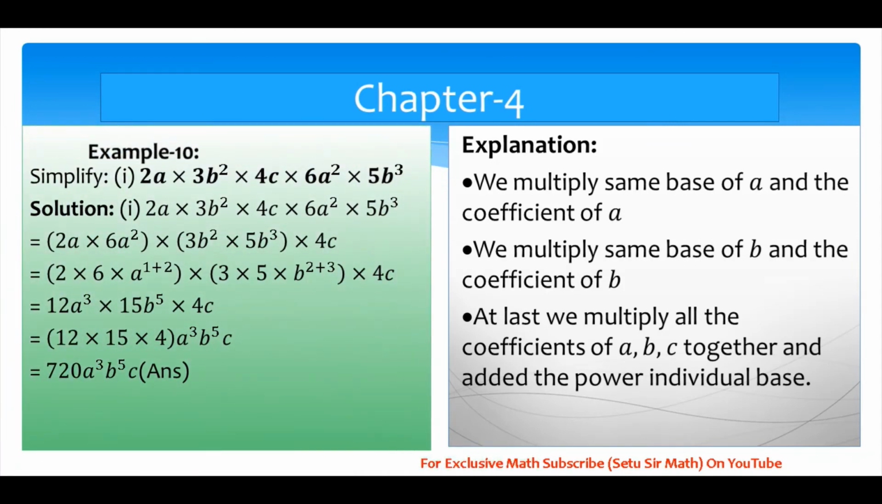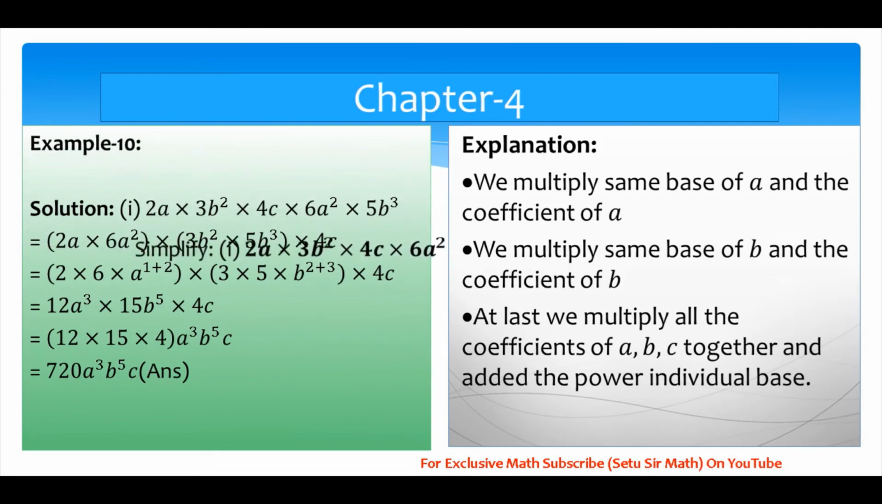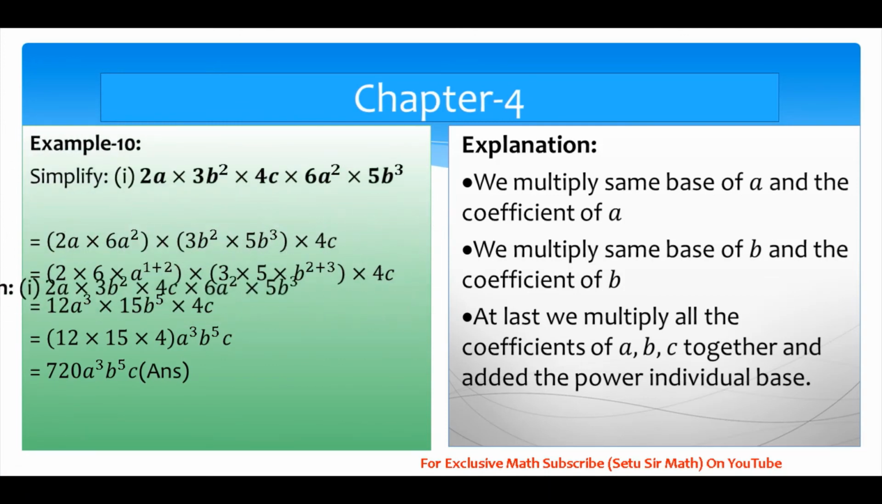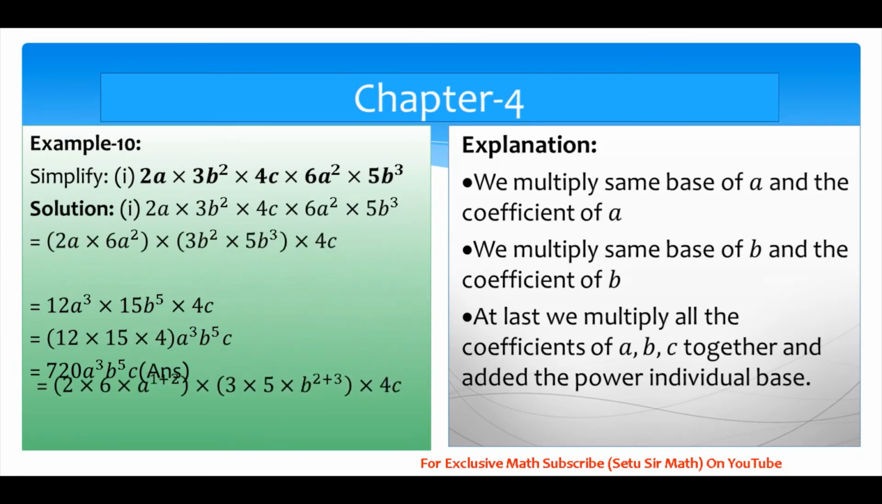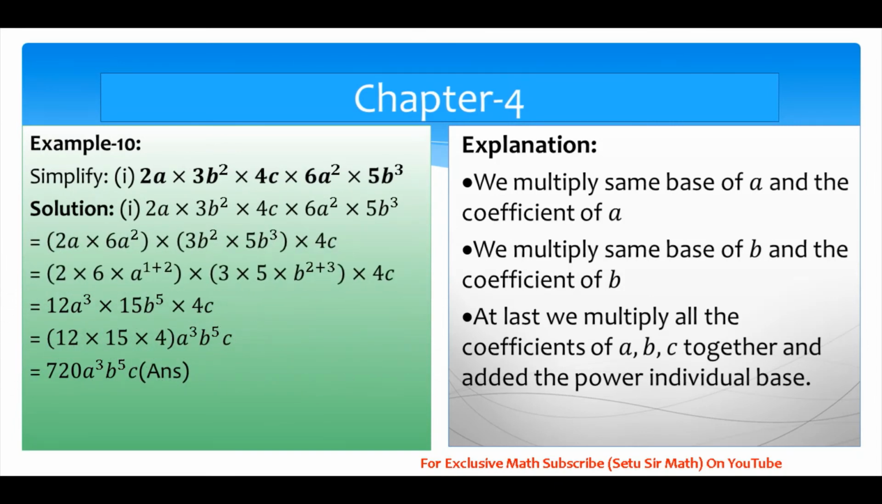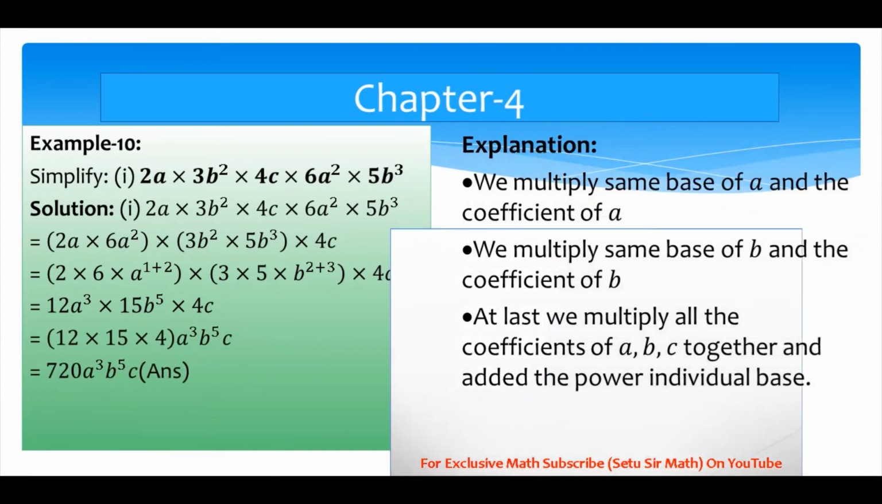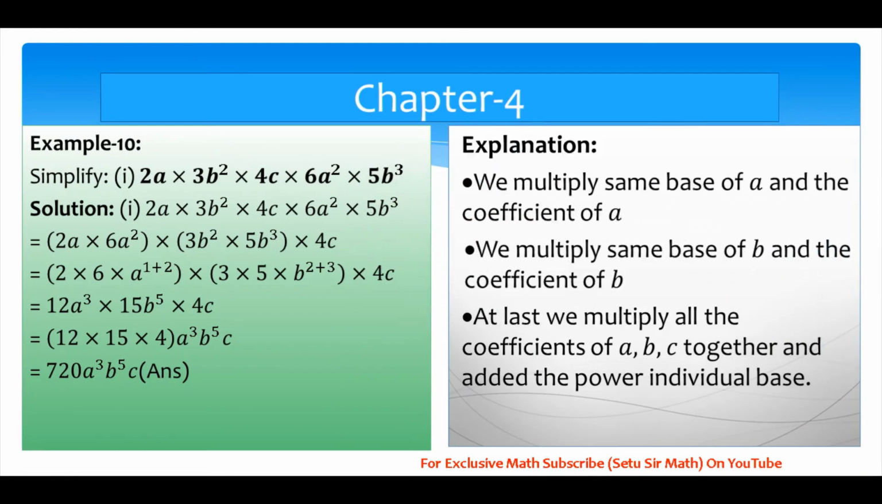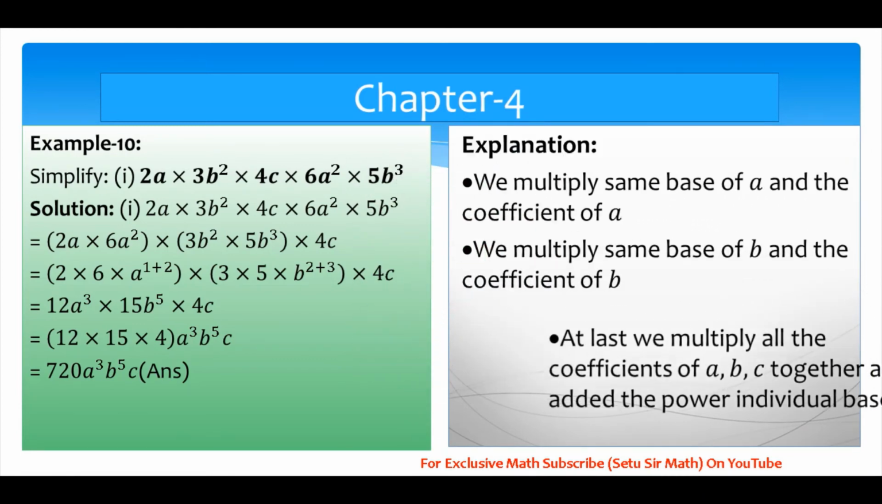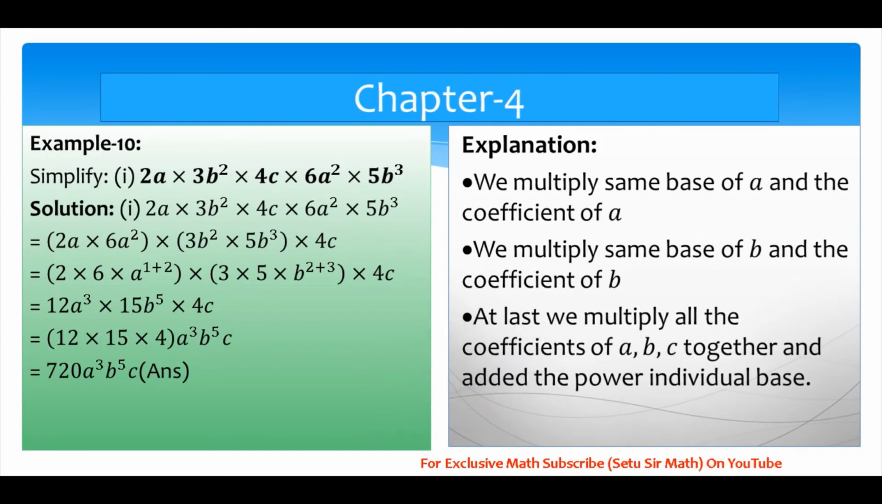Let's see example number 10 again. We have to simplify this math, and at first we write the same bases together. After that, we multiply the coefficients of the same base. Then we multiply all the coefficients together and write all the bases together. That is our desired answer. That is the explanation. This is very important for you. See the steps of this explanation.